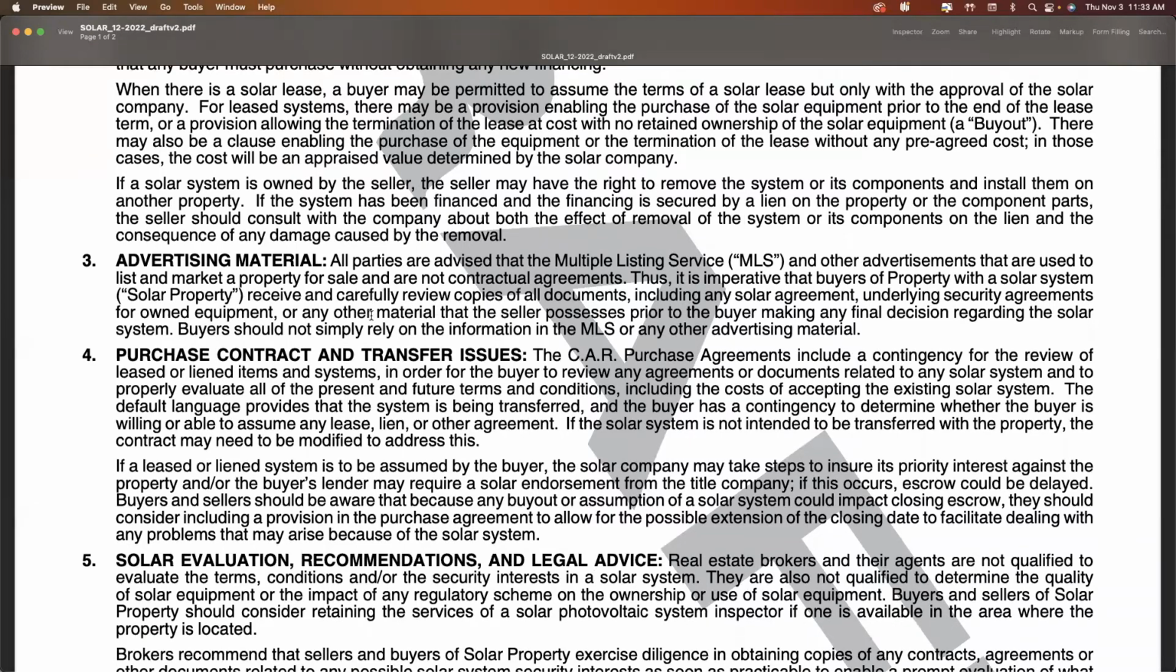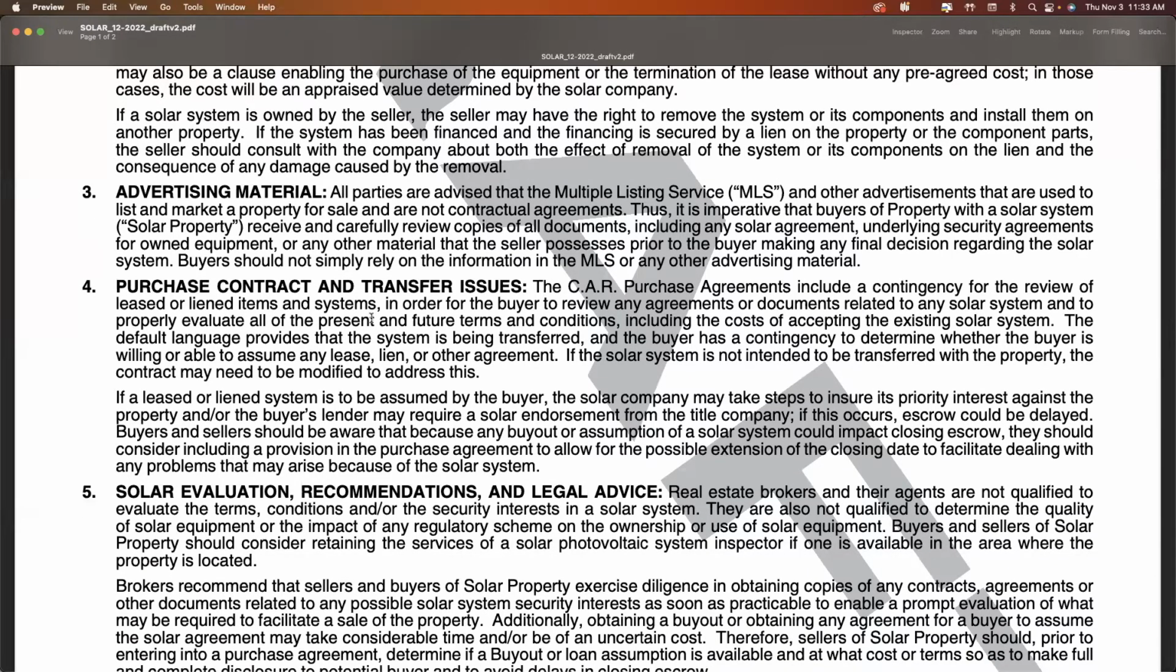Advertising. All parties are advised that the multiple listing service and other advertisements that are used to list and market property for sale are not contractual agreements. Thus, it is imperative that the buyers of the property with the solar system receive and carefully review copies of all documents, including any solar agreement, underlying security agreements for owned equipment, or any other material that the seller possesses prior to the buyer making any final decision regarding the solar system. Buyers should not simply rely on the information in the MLS or any other advertising material.